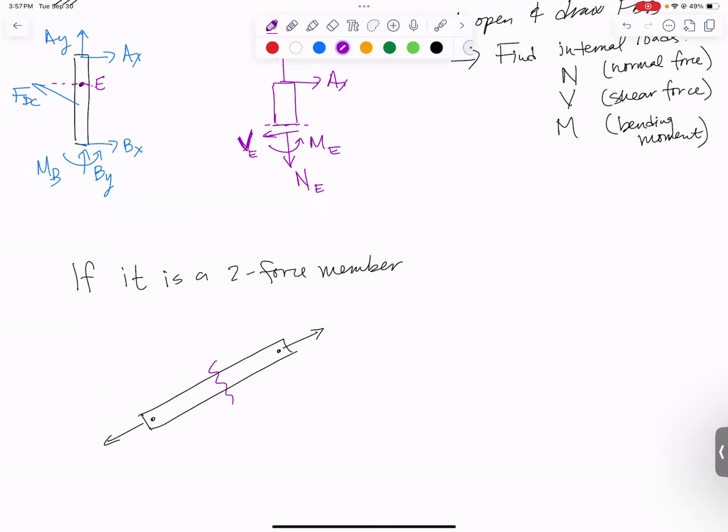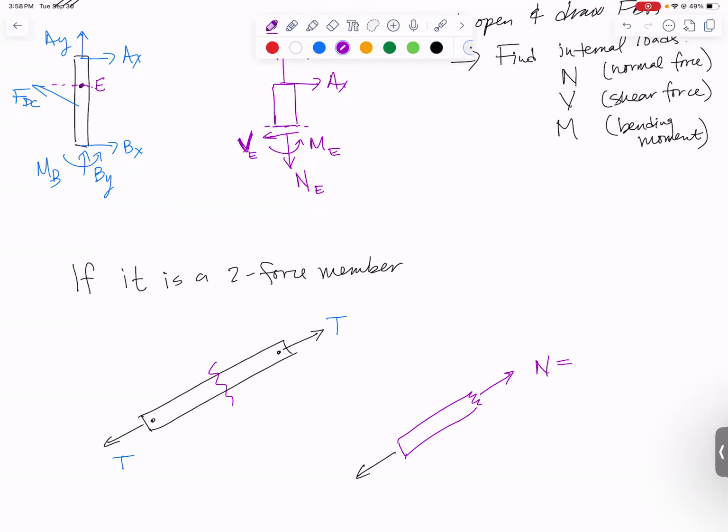And if I cut this open and draw the free body diagram of everything to one side of the cut, you'll notice what you get. Here's my tension force. All you end up with that's non-zero is the normal force. So let me call these guys my tension T. The normal force will just be equal to T. There is no shear force, there is no bending moment in a two-force member. So you can save some time.